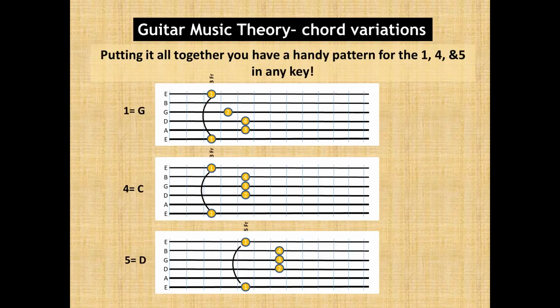Let's put it all together. The 1, 4, 5 pattern. Very, very flexible, very useful. Lots and lots of songs use this pattern. And if you can play a bar chord, play this movable E form, movable A form, you can play the 1, 4, 5 anywhere up and down the fretboard.